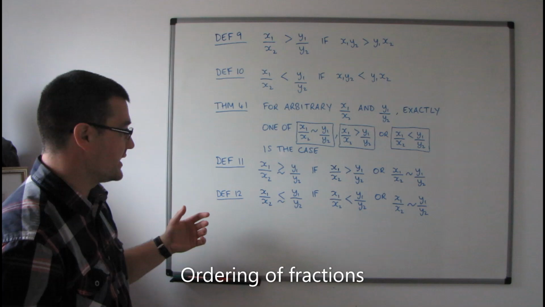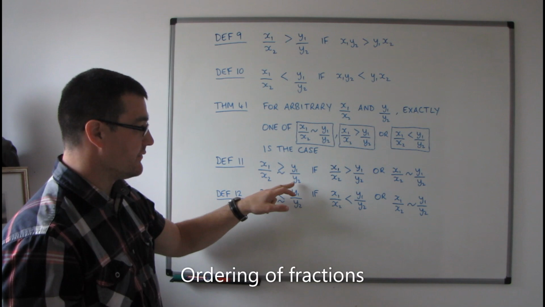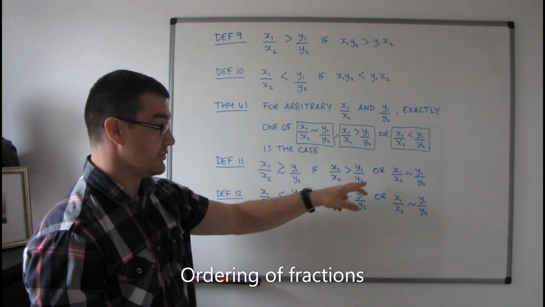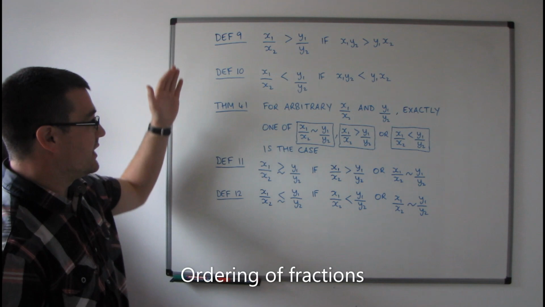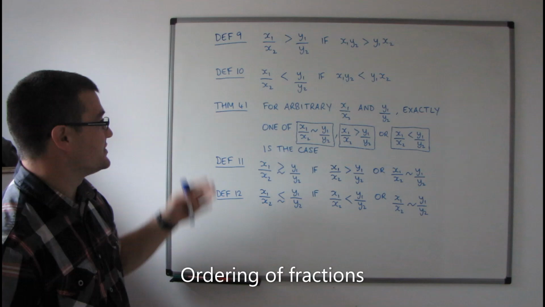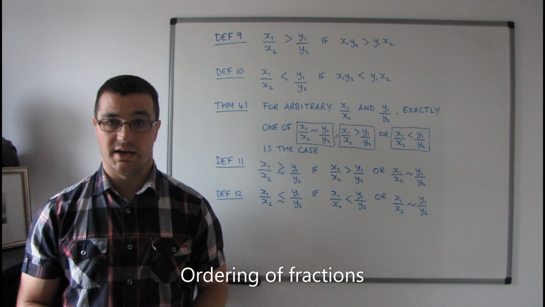Definition 11: x1 over x2 is greater than or equivalent to y1 over y2, unsurprisingly, if x1 over x2 is greater than y1 over y2, or if x1 over x2 is equivalent to y1 over y2. And similarly for less than or equivalent to, so that's the content of definition 12. There's not really much for me to elaborate on with these particular definitions and theorem, so I'm going to move swiftly on to some slightly interesting theorems that caught my eye.